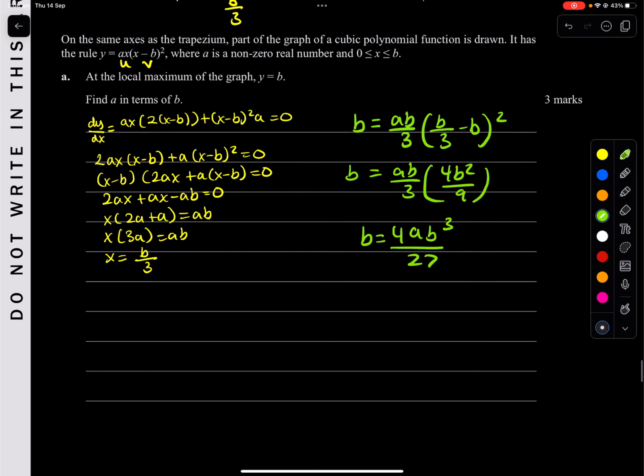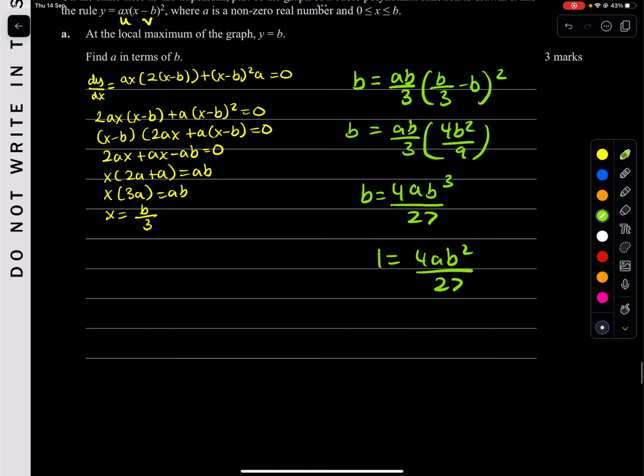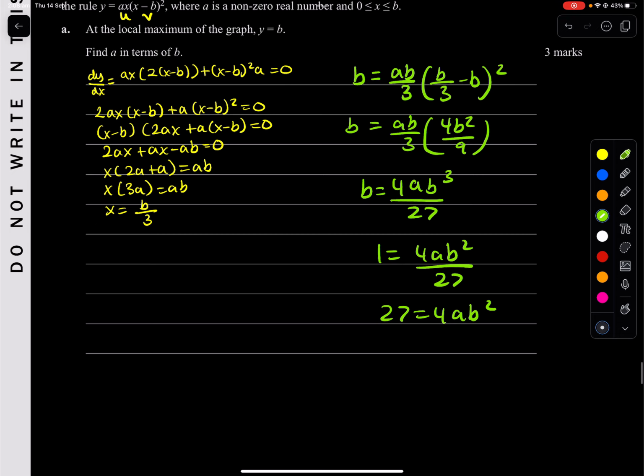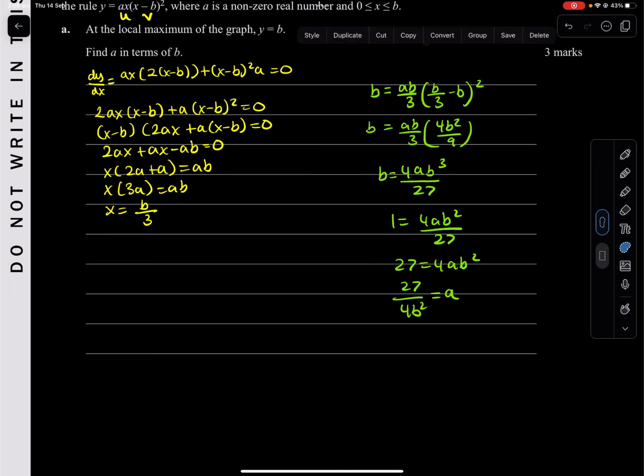And what can we also determine? We can cancel one of those b's out, so it'll be 1 equals 4ab squared over 27. So find a in terms of b. So now what does that mean? We need to find a, so it'll be 27 over 4b squared. So yeah, a equals 27 over 4b squared. Hope that's right. Yeah, that's that. Alright. Wow.